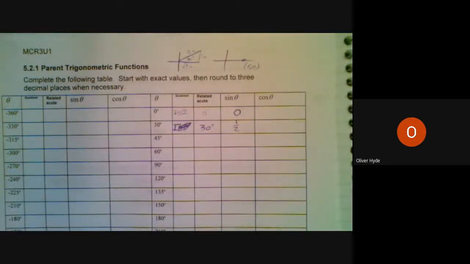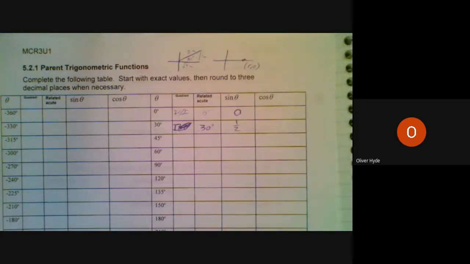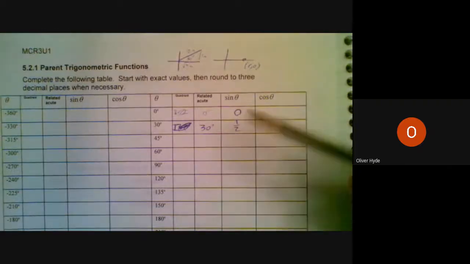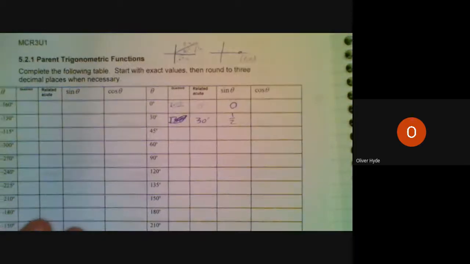I'll keep as many of these as exact as I can, but for graphing purposes, I might want to do some decimal approximations. Okay, let me get a couple of these values down, and then I'll scroll down to the graph and show you me plotting them. That way I won't have to jump back and forth again and again.